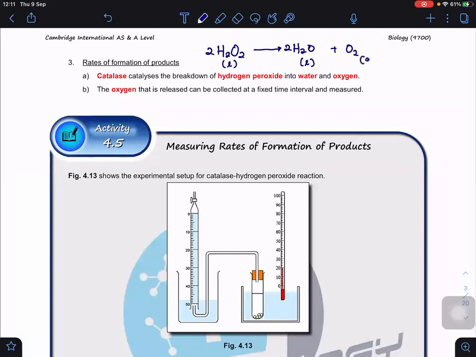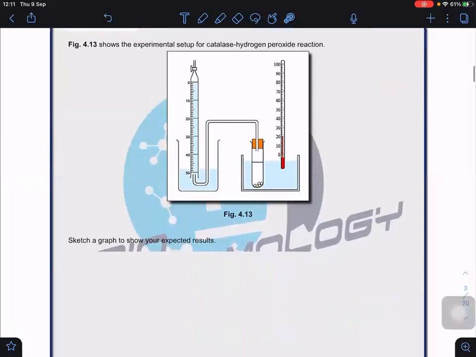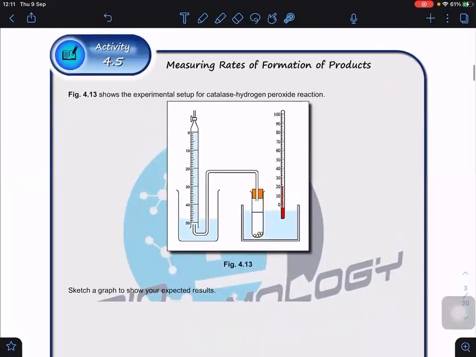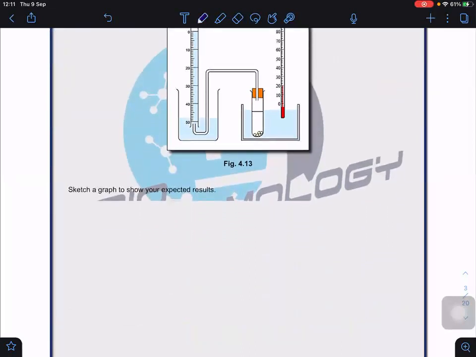So we can collect the gas and measure the volume of the gas that we collected. So the oxygen that is released can be collected at a fixed time interval, and we can measure it. This method is called the downward water displacement technique. So in this activity 4.5, you can see in the diagram a setup for the catalyzed hydrogen peroxide reaction. I didn't label it, so perhaps you can label here, guys.